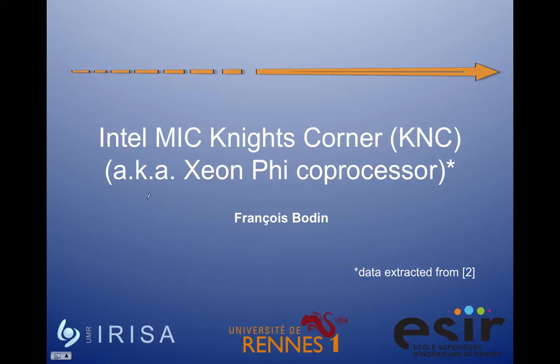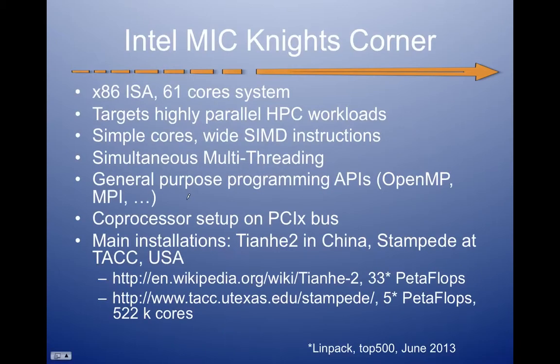KnightCorner processor, KNC in short, or in commercial name, Xeon Phi coprocessor. This machine is an x86 instruction set machine with 61 cores. It's highly parallel and targets HPC workloads. The cores are simple compared to a normal Xeon core, and they have wide SIMD instructions. I won't talk much about that because we will see that later in the course.